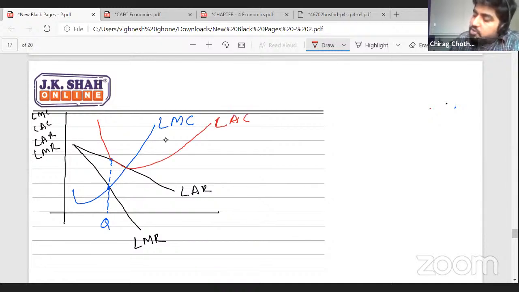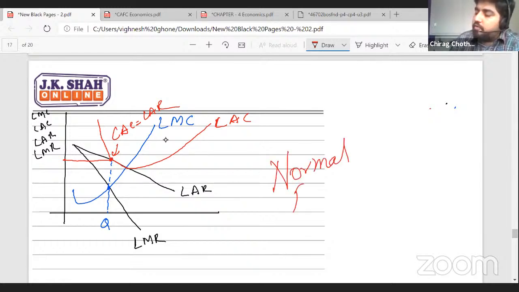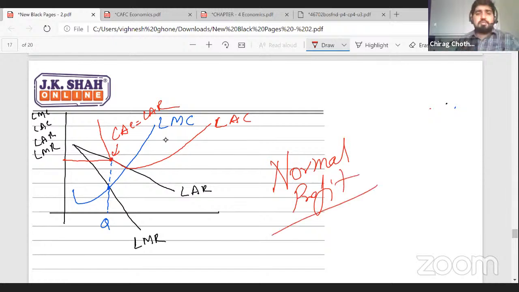LAC. Now at this point, students, what does it represent? It represents that my LAC is equal to my LAR. So whenever my long run average cost curve is equal to my long run average revenue, what will happen? It will be the scenario of normal profit. So this is how monopolistic competition operates. I hope, students, in both the cases, in monopoly as well as monopolistic competition, you are very clear, right?